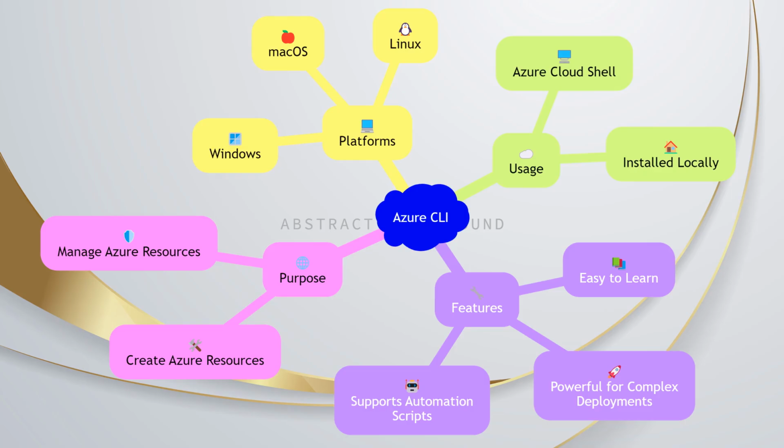Azure Command Line Interface, CLI, is a set of commands used to create and manage Azure resources. It is designed to be easy to learn and get started with, but powerful enough to manage your most complex deployments. Azure CLI is available on Windows, macOS, and Linux, and it can be used in the Azure Cloud Shell or installed locally. It supports automation scripts, making it a versatile tool for managing Azure resources programmatically.